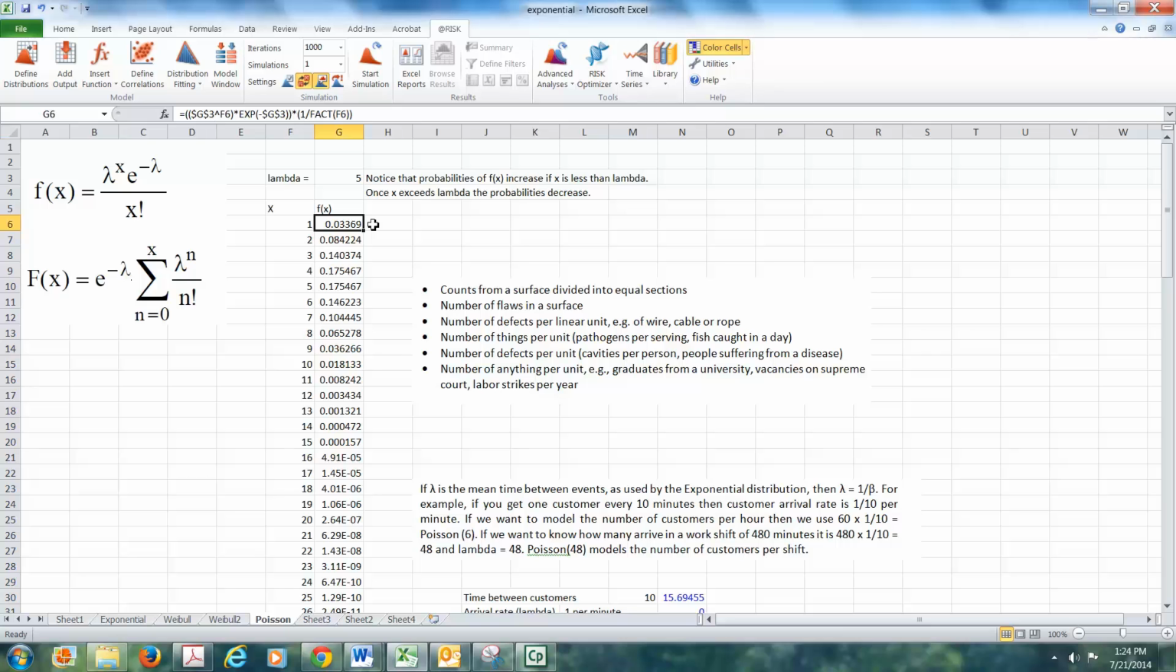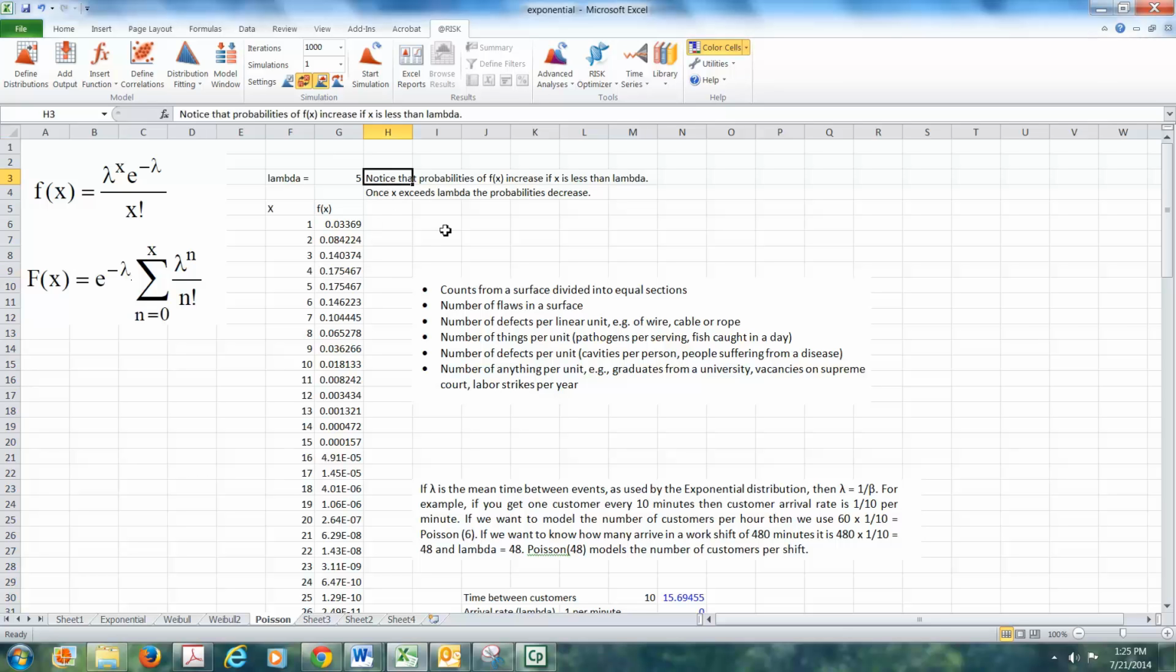So the probability of obtaining 1 from a Poisson distribution with a mean or lambda of 5 is 3%, as you see here. This is the probability of obtaining 2 flaws in a square meter of cloth that has an average of 5 flaws per square meter. So these values do have meaning, unlike those that we encountered in the continuous distributions.